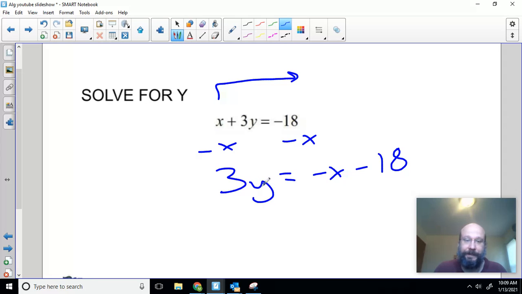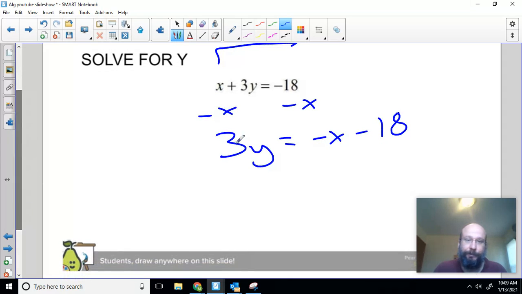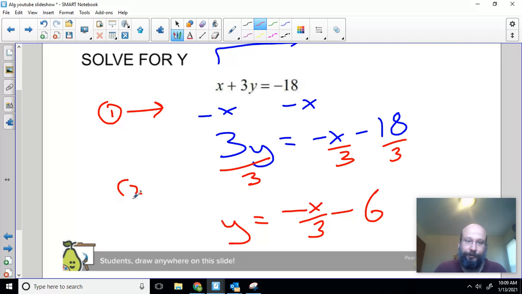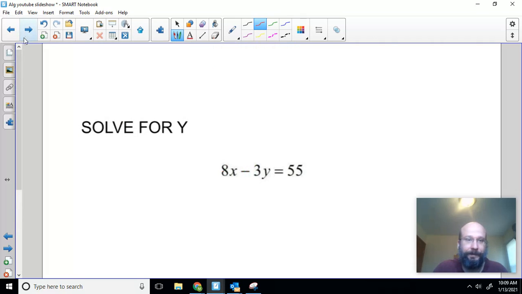So I have this. And then the second step is move whatever's in front of the y over. In this case, it's a 3. So I'm going to divide everything by 3. So that gives me y equals negative x over 3 minus 6. That's it. The same two steps. Step 1, step 2. Same two steps over and over again. Let's do one more.